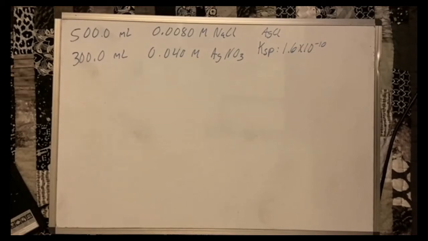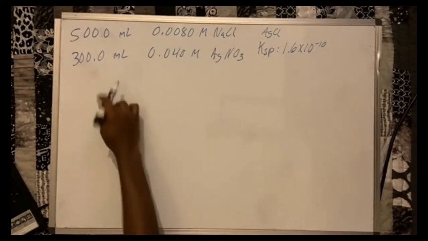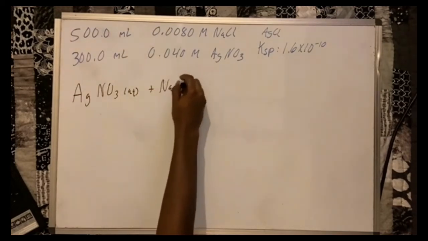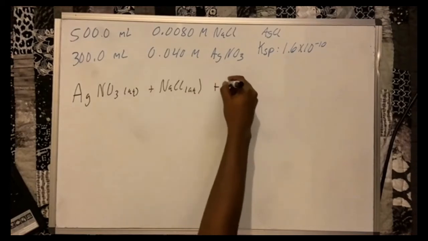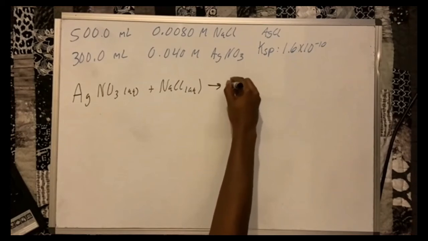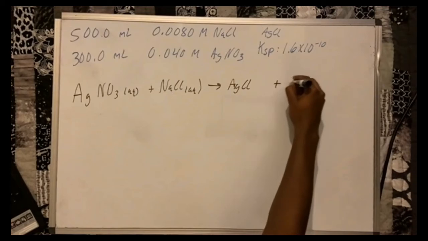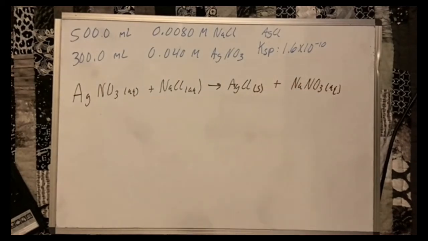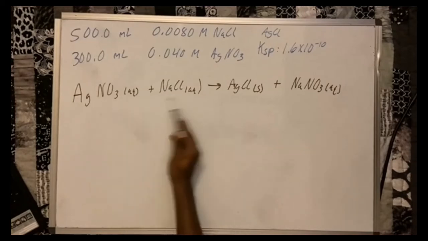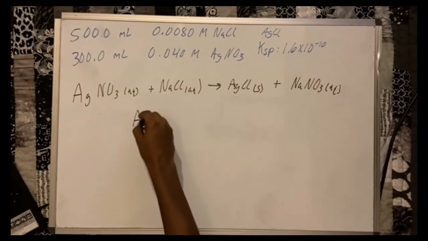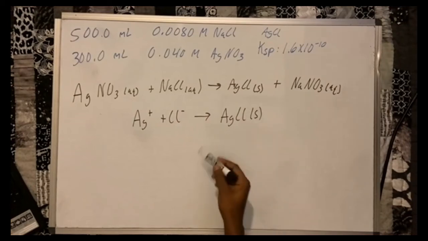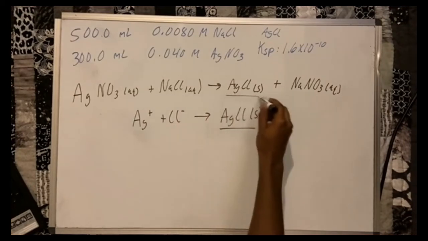But if he doesn't tell you the KSP in the question, you have to figure out what KSP you need. You could always write AgNO3, aqueous, plus NaCl, aqueous, and then do your switcheroo: goes to AgCl plus NaNO3. You would see from your solubility rules that this one was aqueous and this one was solid. You do your net ionic equation, break those up, get rid of your spectators, and you would get Ag plus plus Cl minus goes to AgCl solid. That tells you to go grab the KSP for this, or you could tell it from up here.